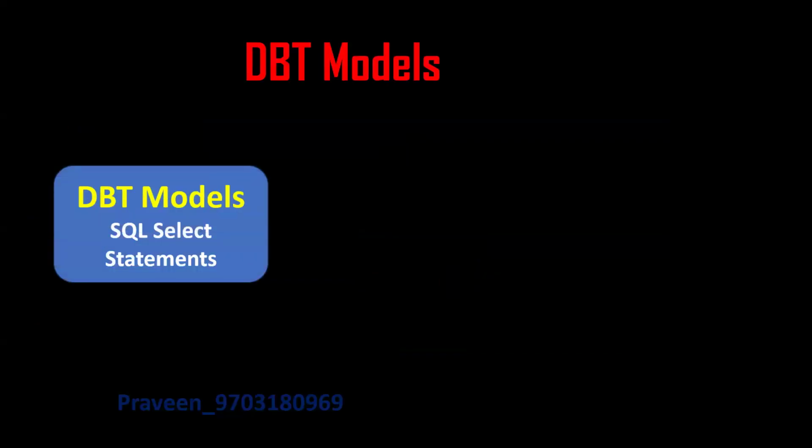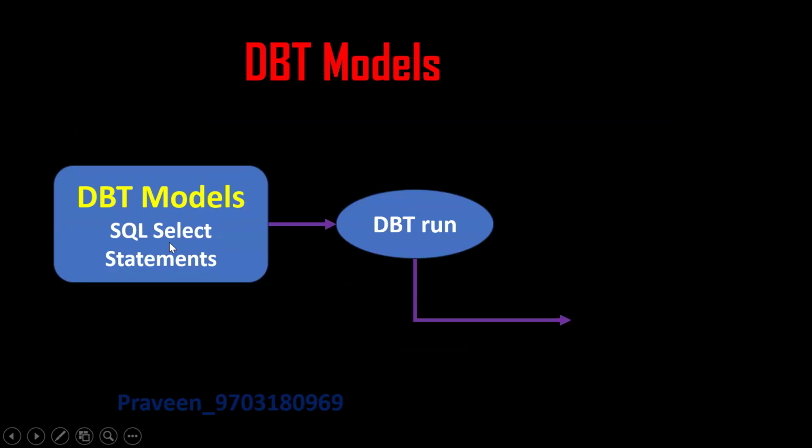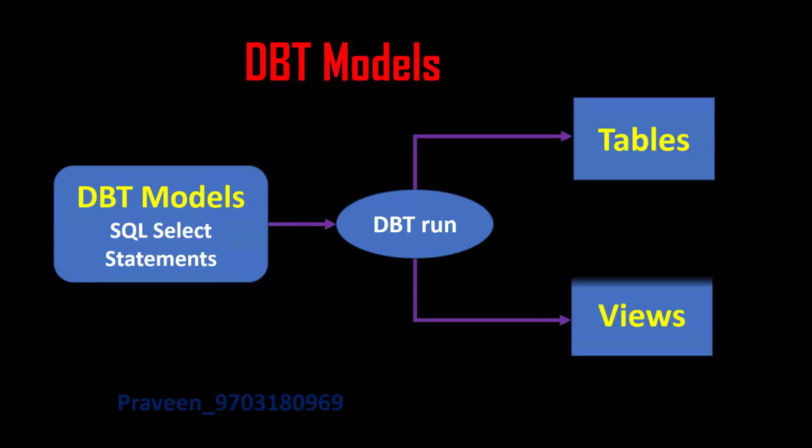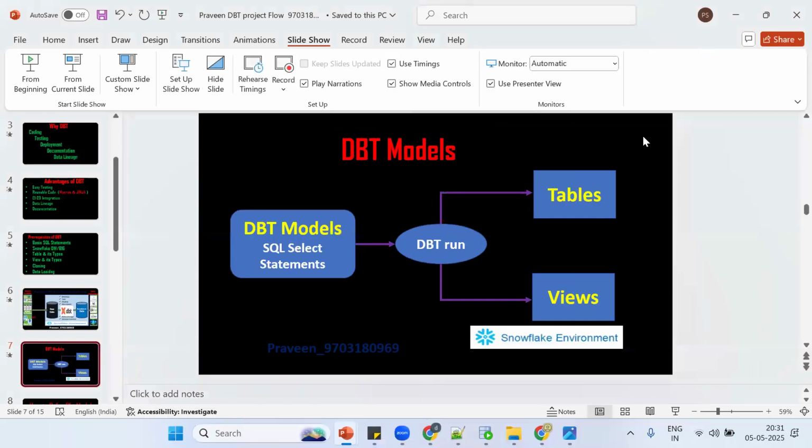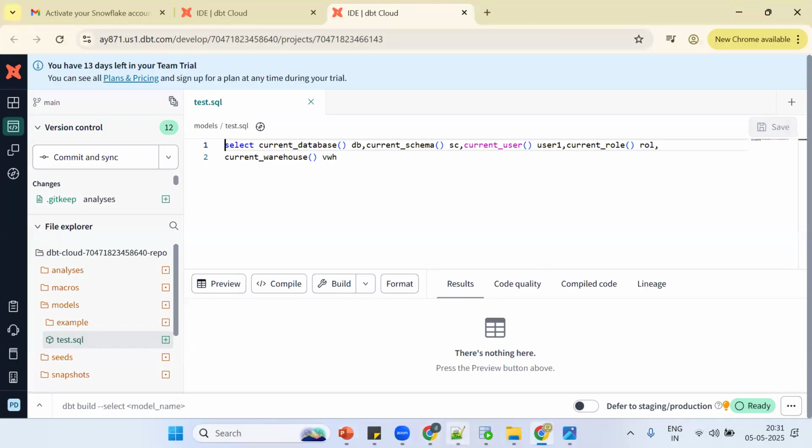Okay, see, DBT models are SQL statements. It's a .SQL file that contains transformation logic. Whenever I run anything, what happens? Either tables or views will be created. We'll see tomorrow in detail why a table or view gets created. DBT models are .SQL files that contain a select statement, some transformation logic. Whenever we run, either tables or views will get automatically created.